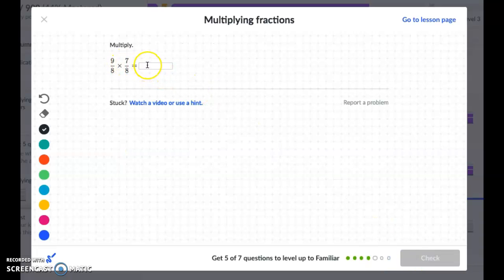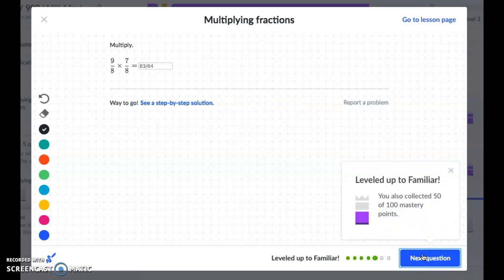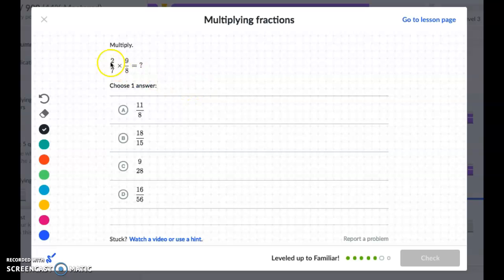9 times 7 is 63, and 8 times 8 is 64. 2 times 9 is 18, and 7 times 8 is 56. Again, that answer's not down there, so see if you can pause this video for a second and see if you can simplify to find the correct answer. Come back when you're ready with the right answer.